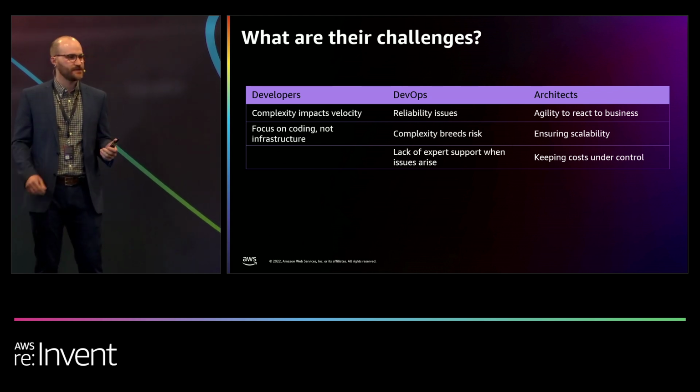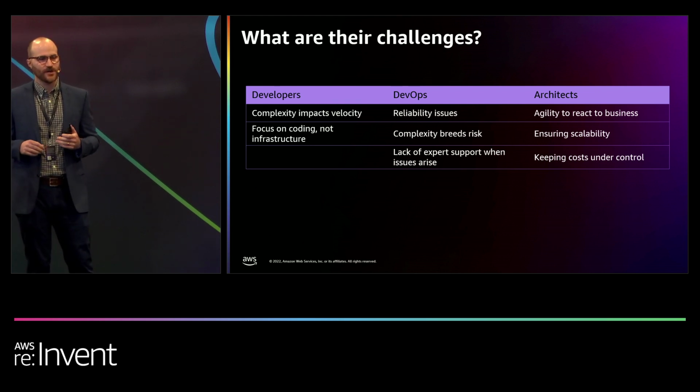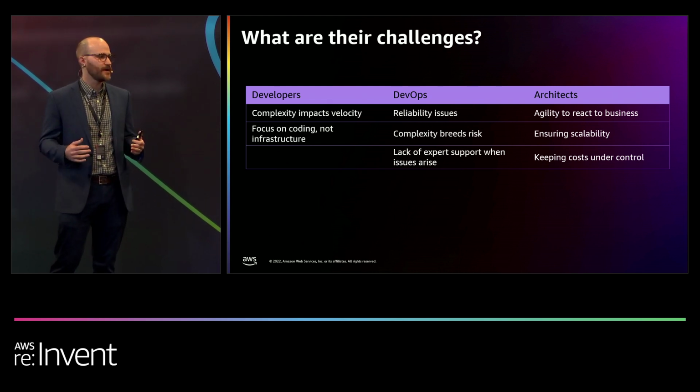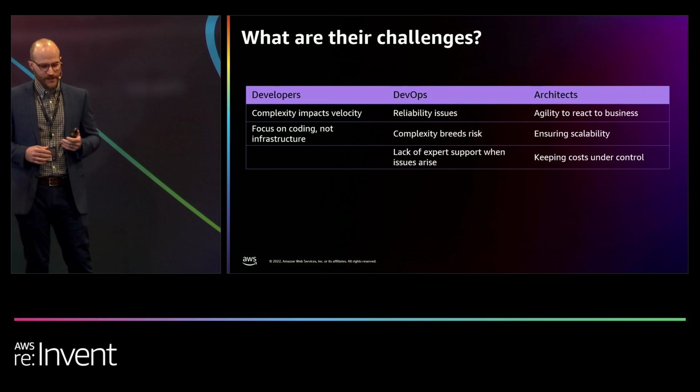And then inevitably, when things do go down, the DevOps teams often struggle to find support and access to true experts in the technologies that their applications are built on to get them back up and running as soon as possible. Finally, architects.